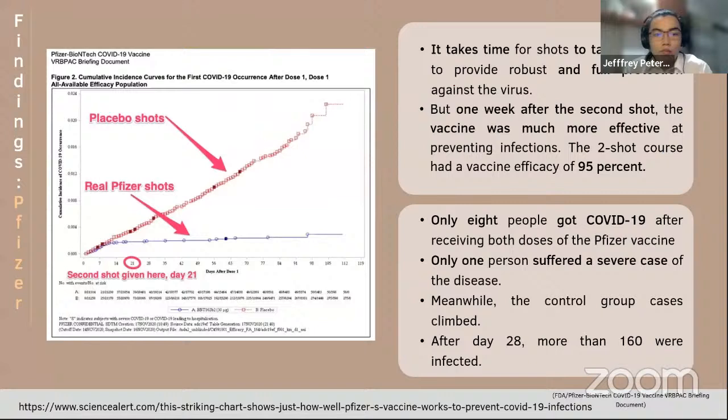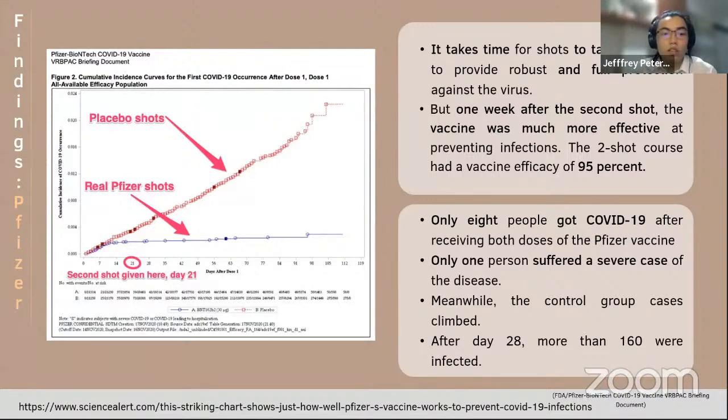However, it takes some time for shots to take effect in the body, providing robust and full protection against the virus. Several people became sick with COVID-19 after getting their first Pfizer shot, but got well long before receiving their second shot. One week after the second shot, the vaccines have been shown to be much more effective at preventing infections. The two-shot Pfizer vaccine had a vaccine efficacy of around 95%.